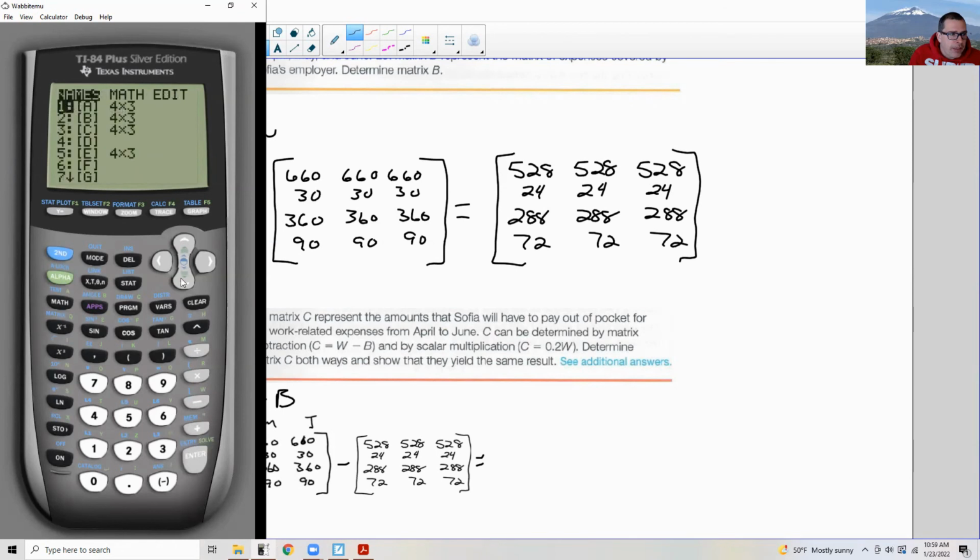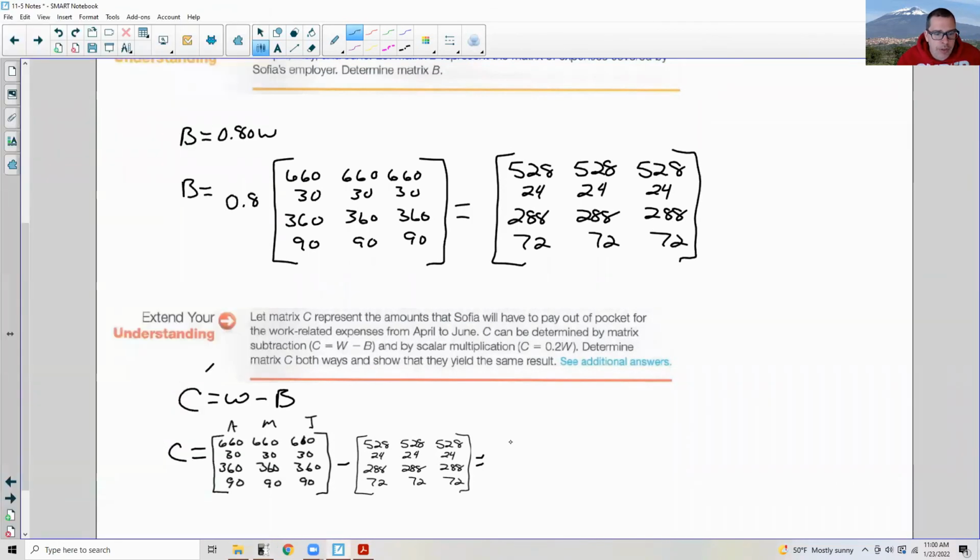So I'm going to take matrix B. Let me clear this. Second quit. Okay. I'm going to take second matrix B minus second matrix C. And I got 132, 6, 72, and 18. Okay, so I'm just going to enter those in: 132, 6, 72, 18.